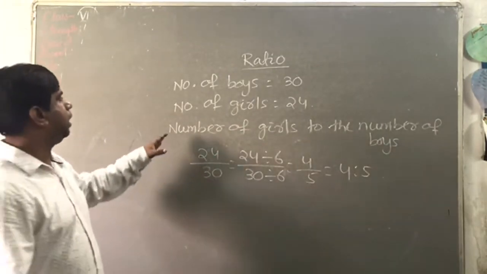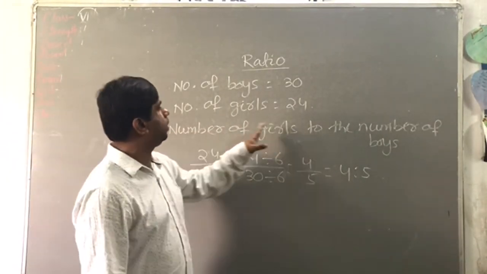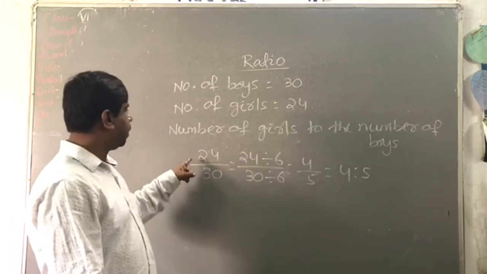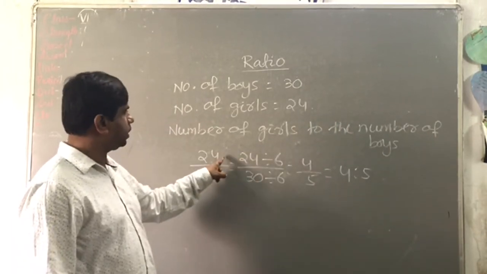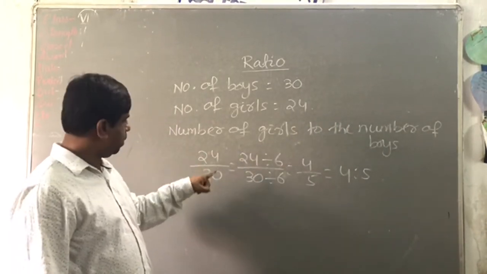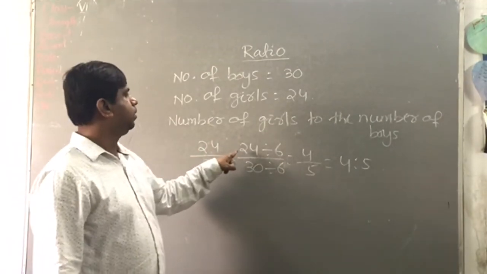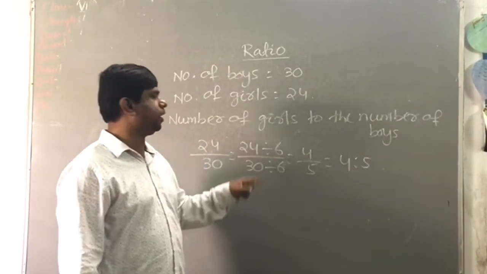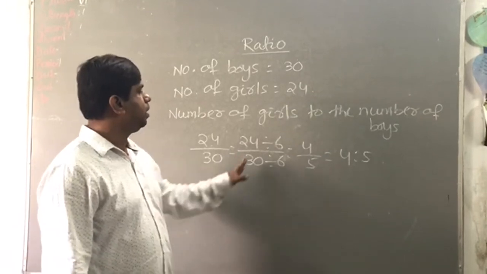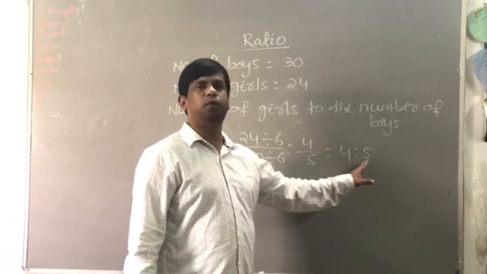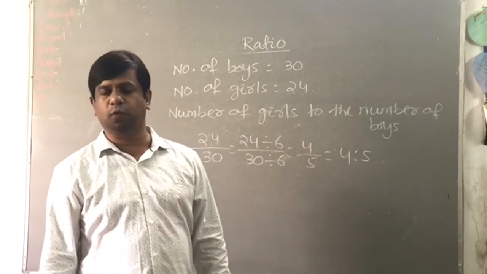So how to find the ratio between two quantities? I have asked to find number of girls to the number of boys. So I wrote first the number of girls upon number of boys. So 24 upon 30. Their HCF is 6. So I divided both the numerator and the denominator by the same number. I am getting 4 by 5, that is 4:5.